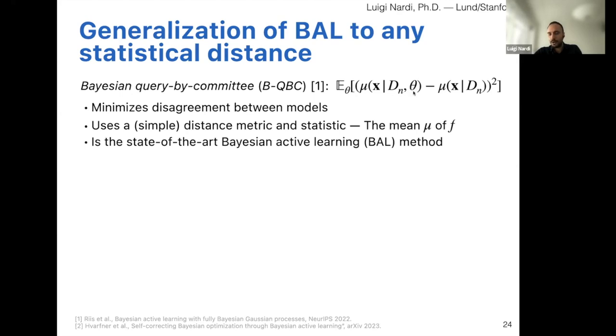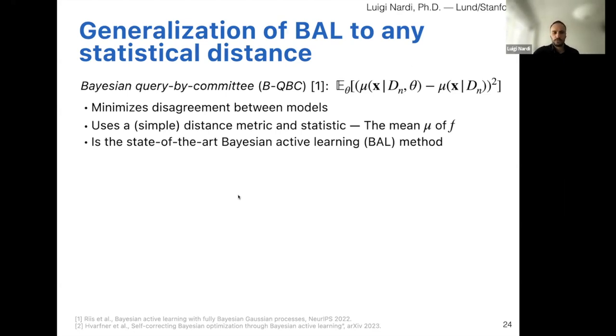based on an assumption of theta, which is here in this expectation, you can calculate this mean at location x, and then you can calculate this agreement, this Euclidean distance between these two means, and then you square it. You sample through Monte Carlo: you can calculate the mean here by sampling thetas and then calculating this agreement. This uses a simple distance metric, the Euclidean distance, and a simple statistic, this mean here. And this is the state-of-the-art Bayesian active learning method.